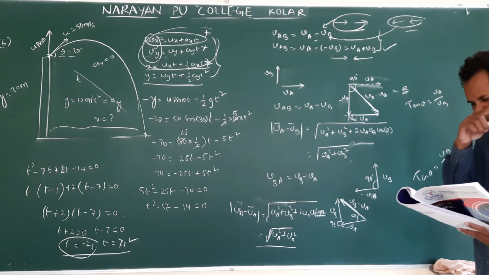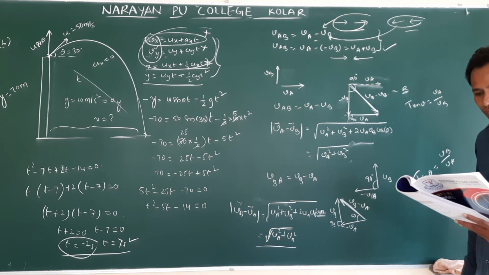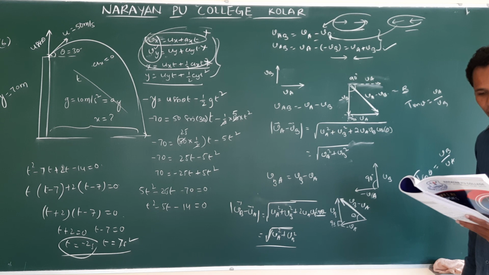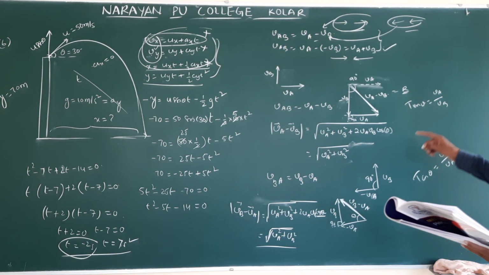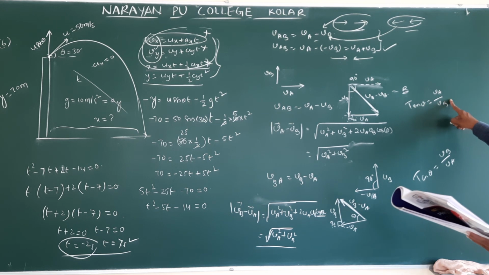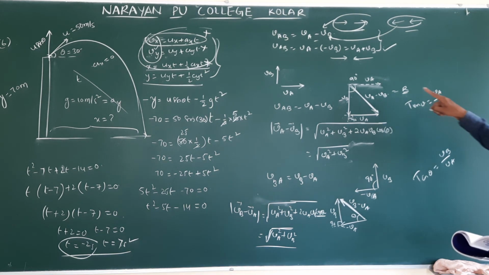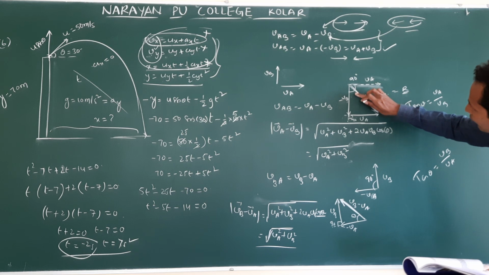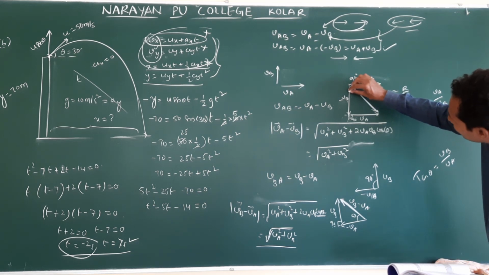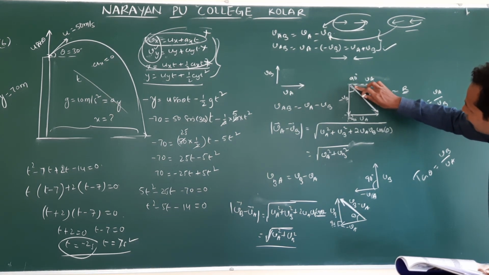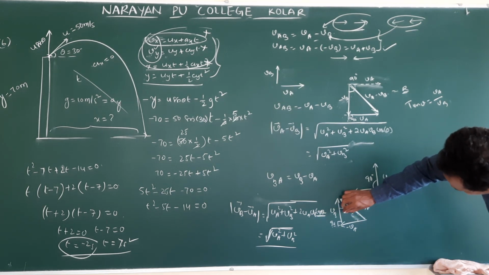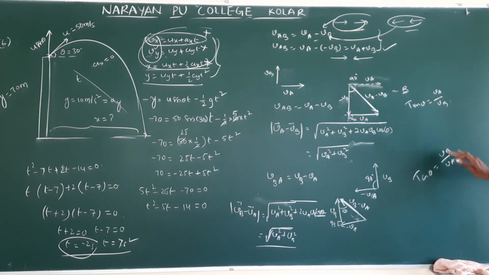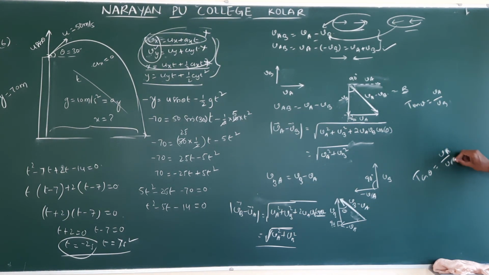Reason: the resultant of VBA they have given as 4 by 3. First case what we got? VA by VB. Second case here, we have taken with the vertical. Right now, if we here also take with the vertical, then we will get the same answer with the vertical theta. Then in that case, what do we get? Opposite side, VA by VB.